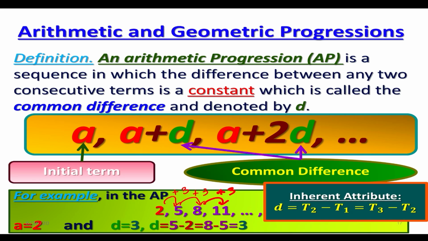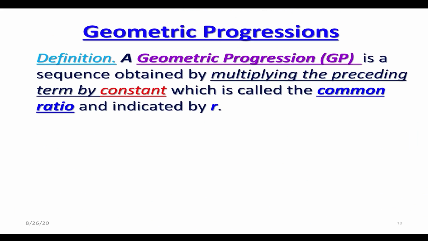And again, if you find the difference between any two consecutive terms, let's say 5 and 2, it's going to be 3. If we pick another two terms, let's say 11 and 8, the difference would be the same. So 11 and 5, again, it's 3.